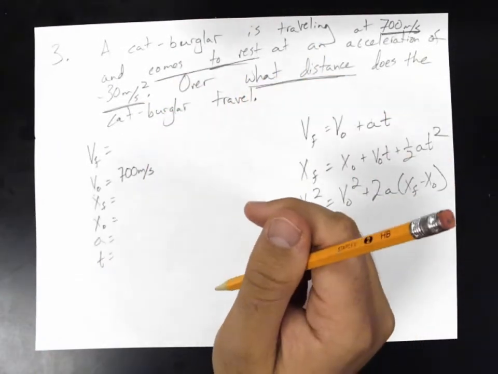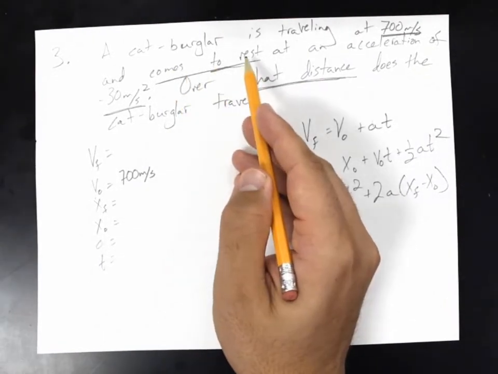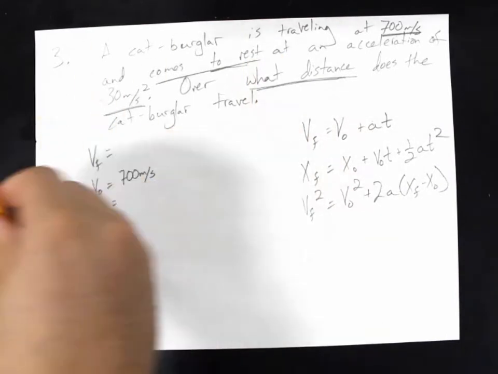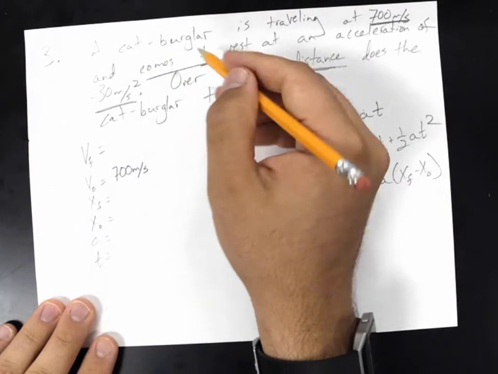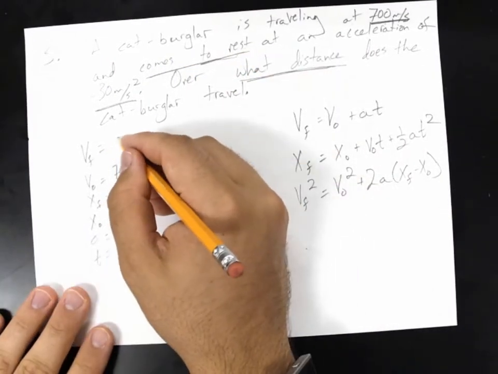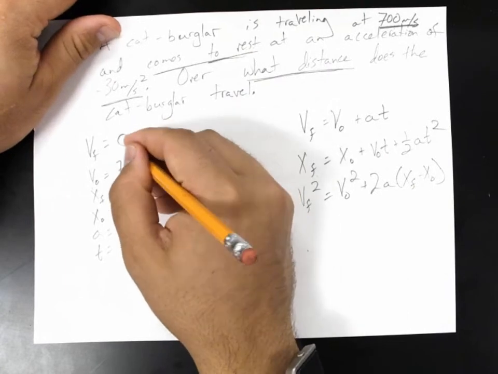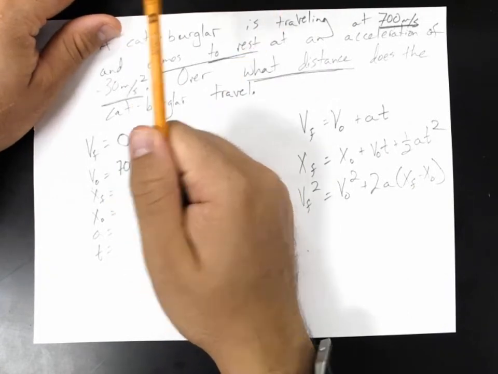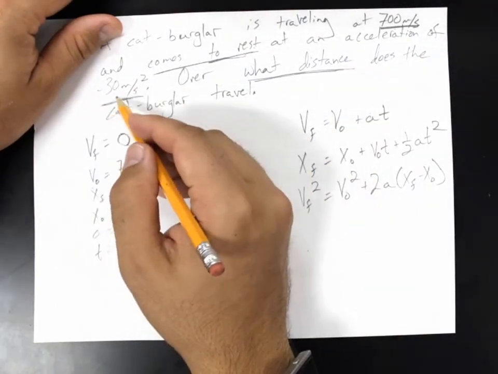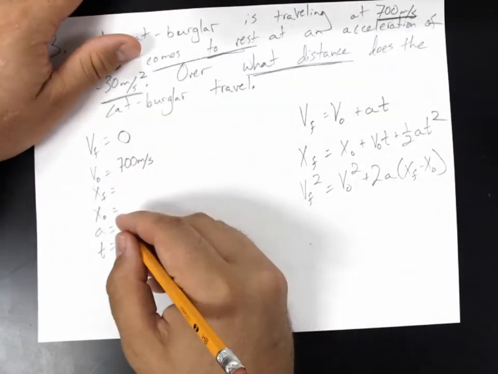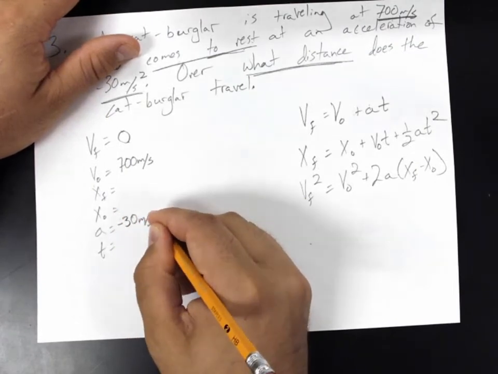Comes to rest. Okay, well, that means that we are going to be going to a restful state. So it's coming at some speed, and then it stops. Okay, so it comes to rest. That means that our final speed is going to have to be 0 here. It comes to rest. That is how fast it's going in the end. Now, at an acceleration of, this should be obvious based on that phrase there, negative 30 meters per second squared. The only thing that has an A in it, 30 meters per second squared.